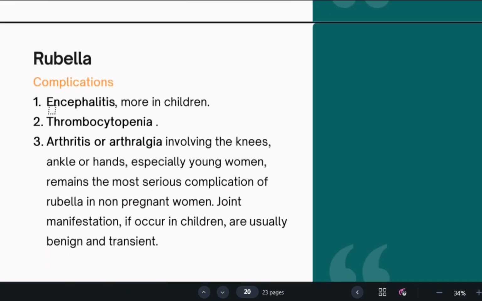Complications of rubella: encephalitis, which is more common in children, thrombocytopenia, arthritis or arthralgia. This arthralgia is more serious in older age, but in children it's milder, benign and transient. It is a more serious complication in non-pregnant women.